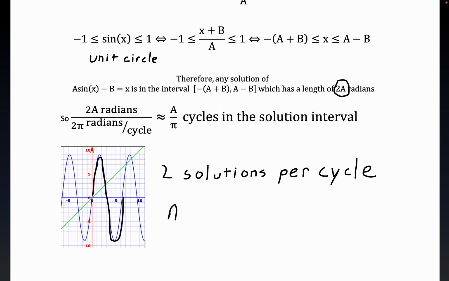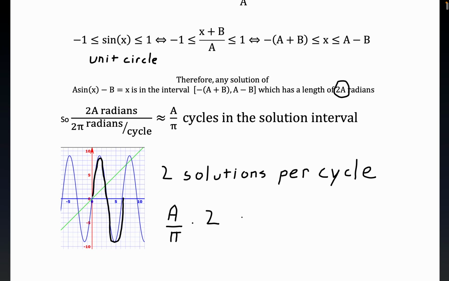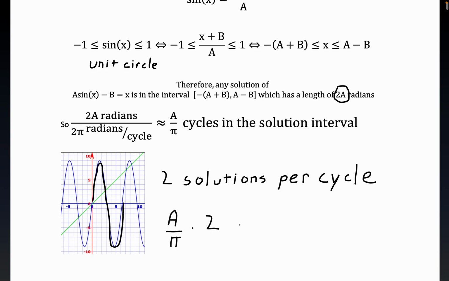a over pi, okay, times, I'll put just times 2 solutions. Two solutions. Now we do have, excuse me, a little bit of a problem here, because notice that the solutions have to be integer valued, but we can solve that problem pretty easy.